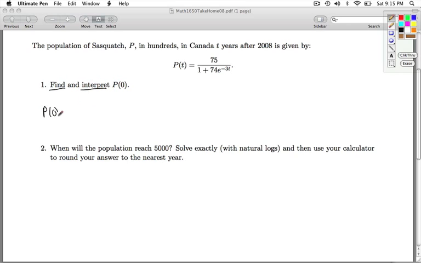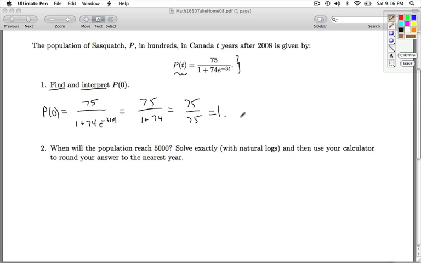So how do we find P of 0? P of 0 means, well, I look back at the expression P of t. This means P is a function of t. So when I write P of 0, that means everywhere I see a t, I'm going to substitute 0. So it's 75 over 1 plus 74 e to the minus 3 times 0, which is 75 over 1 plus e to the 0 is 1, and so I get 75 over 75, which is 1. So P of 0 equals 1.